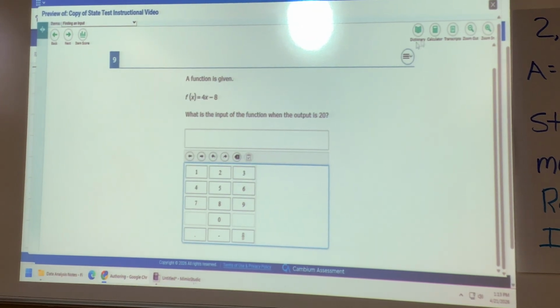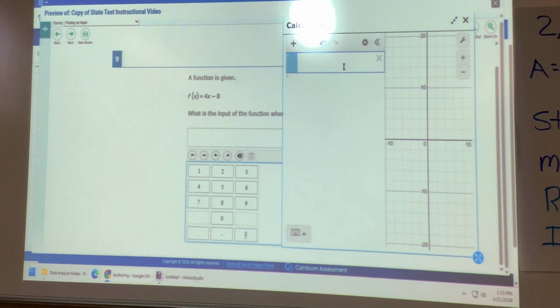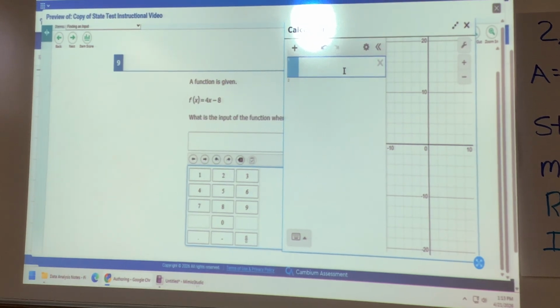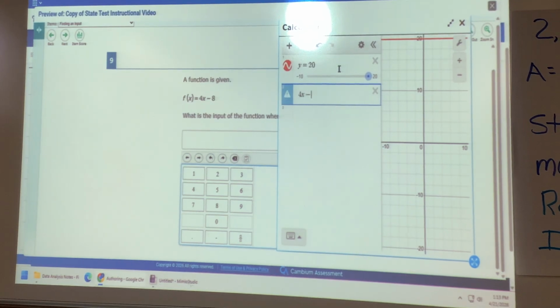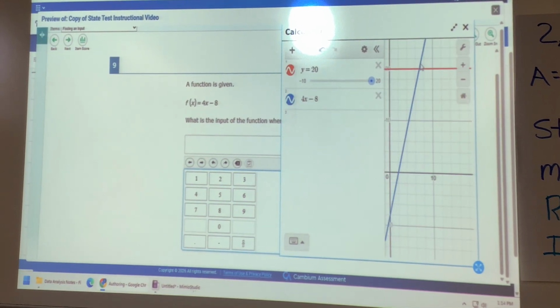For this, we see the word output is 20. So where it says output is 20, we just put y equals 20 because y is the output. And then we put the other part of the equation down below, 4x minus 8. See where they cross, and that's going to be your answer.